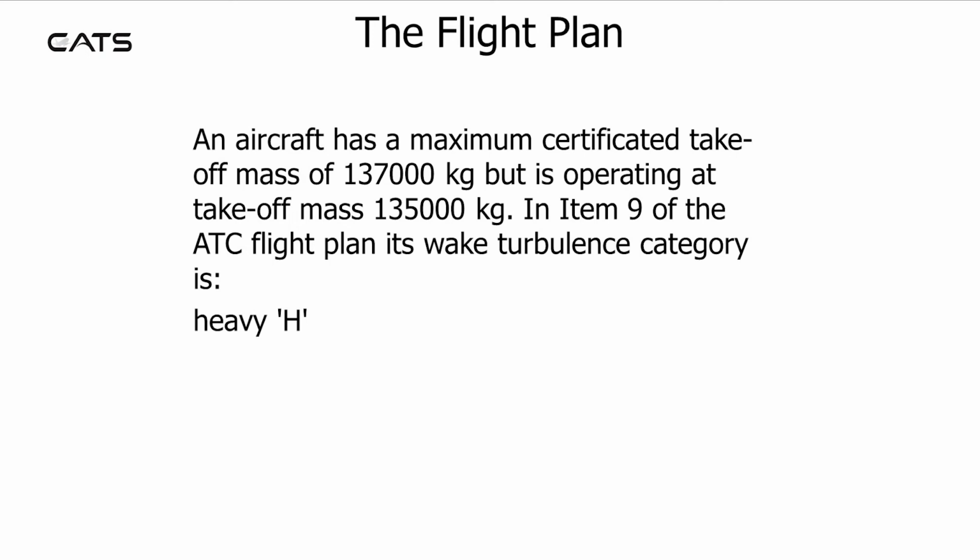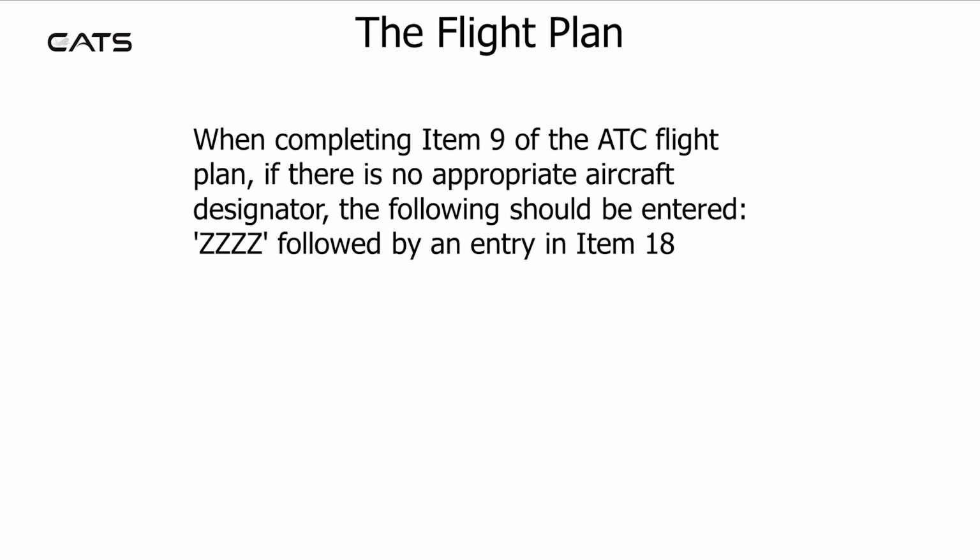An aircraft has a maximum certificated takeoff mass of 137,000 kilograms, but is operating at a takeoff mass of 135,000 kilograms. In item 9 of the ATC flight plan, its wake turbulence category is heavy, H. When completing item 9 of the ATC flight plan, if there is no appropriate aircraft designator, the following should be entered: ZZZZ, followed by an entry in item 18.